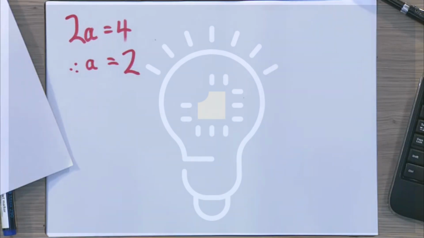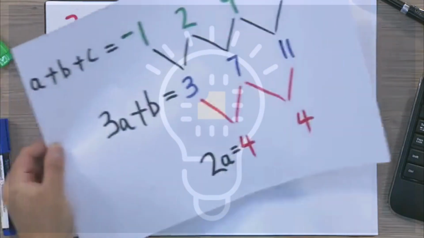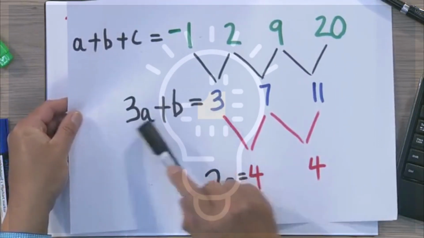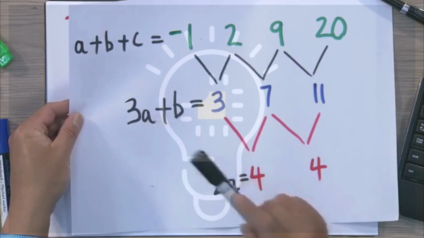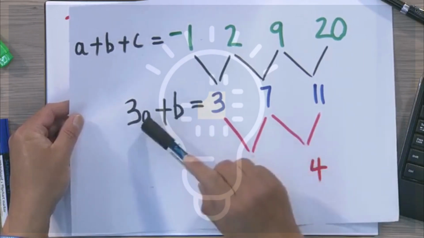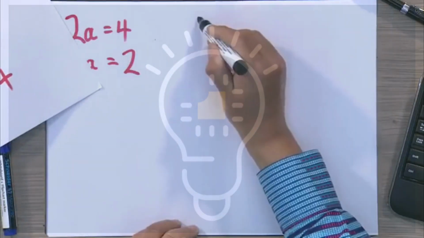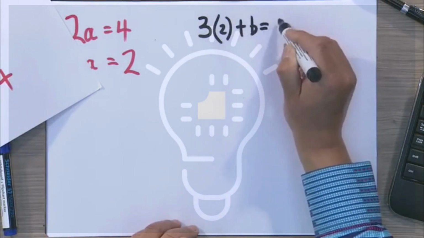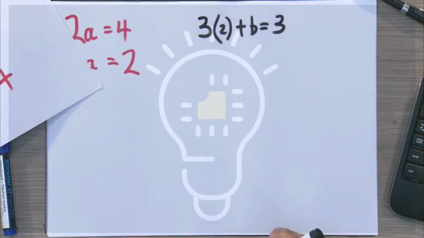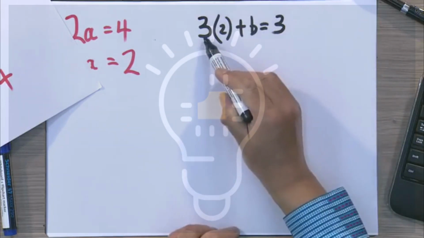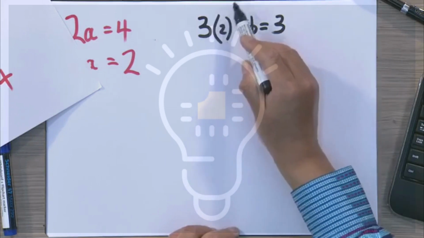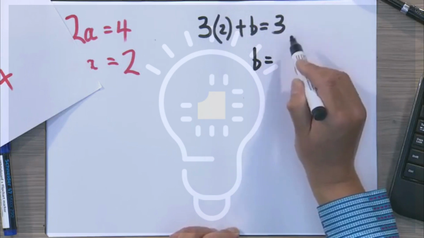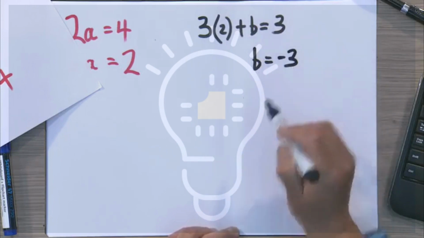What about b? Remember, we already established that 3a plus b should be equal to 3. So we take this, but now we're going to substitute the value of a, which is 2, into this here. So we have 3 times 2, plus b, and that's equal to 3, right? And so we know that 2 times 3 is 6. We take that 6 over, it becomes -6. So therefore our b is equal to -6 plus 3, -3.